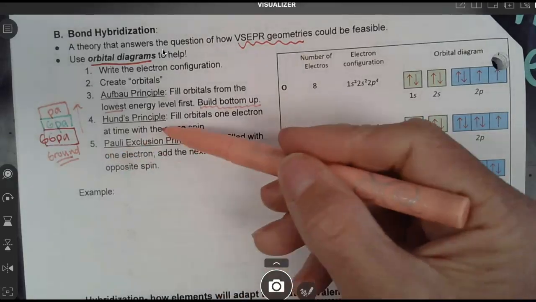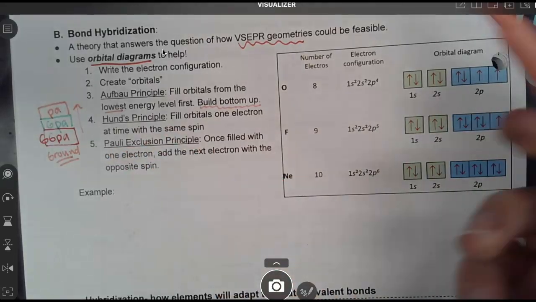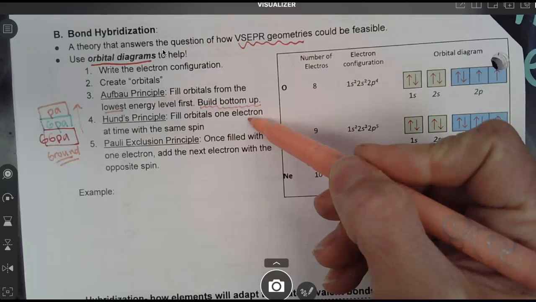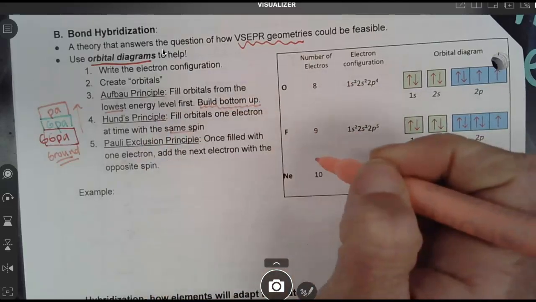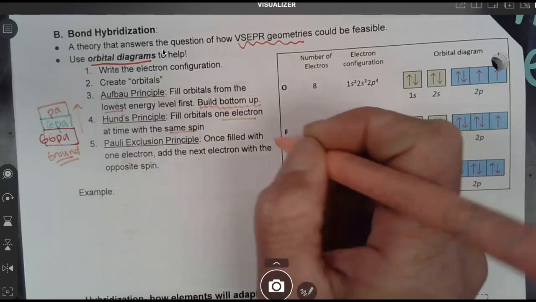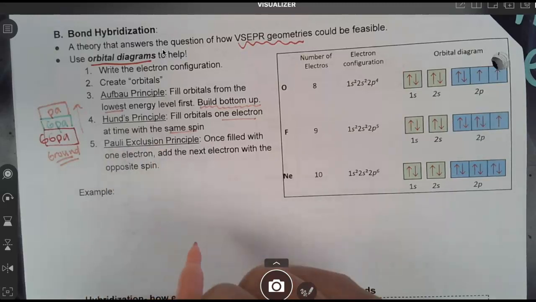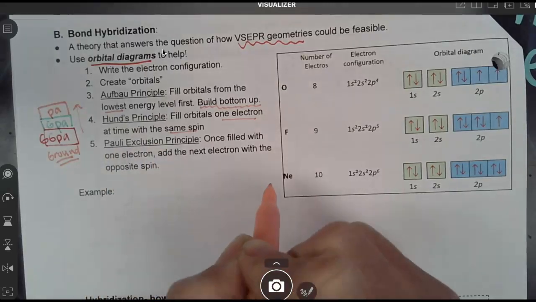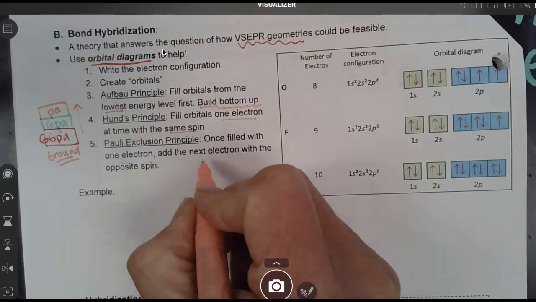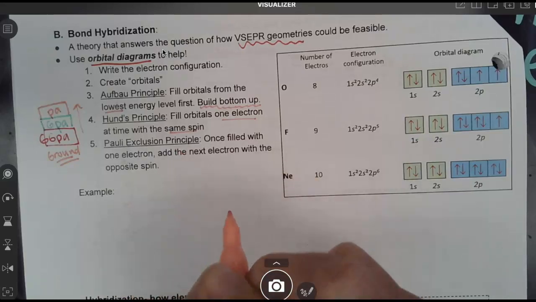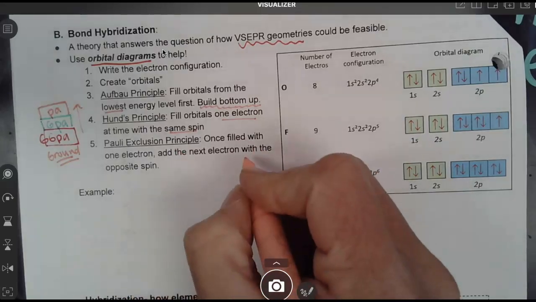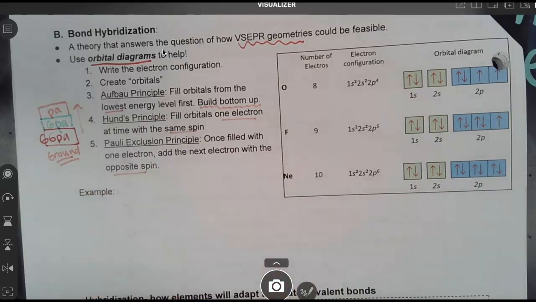And then Hund's principle, this tells us that when we build our orbitals, we need to fill them one electron at a time with the same spin. Okay, one electron at a time with the same spin. And then the Pauli exclusion principle means we can't exclude anybody. Once everybody has one electron, we're going to give them a second electron, because we know electrons like to travel around in pairs. And that electron is going to be in the opposite spin. And this is true because electrons truly travel around in opposite spins. So it's cool. But here we go.